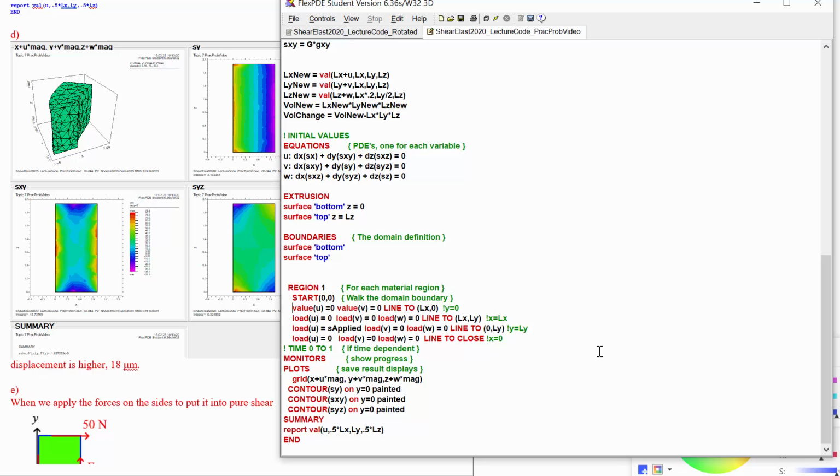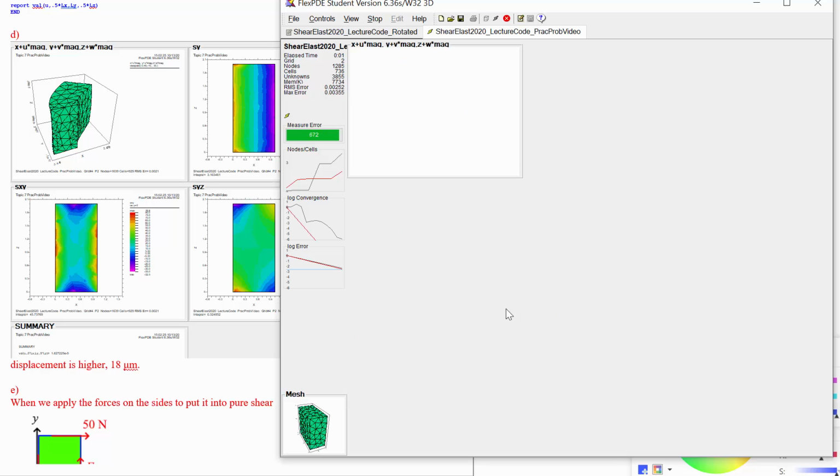Yeah, let's see. So we'll still say value v is equal to 0 to hold it still there. What if instead of value u is equal to 0, we just put load u is negative s applied? We just apply the shear stress that's going to cancel it, and we don't actually resist any motion to the left and right on this surface.